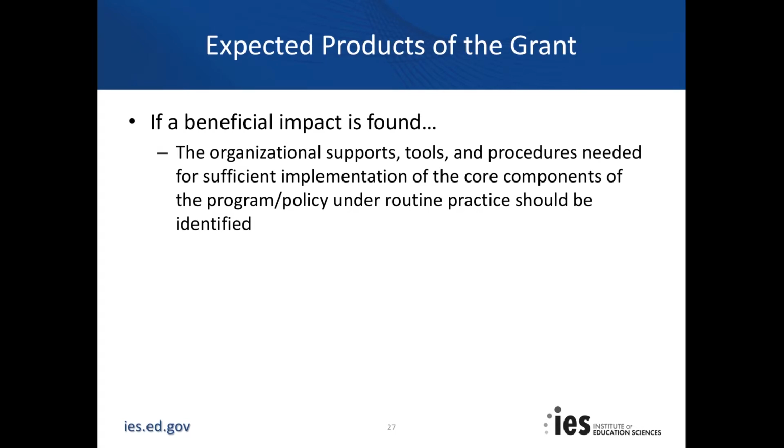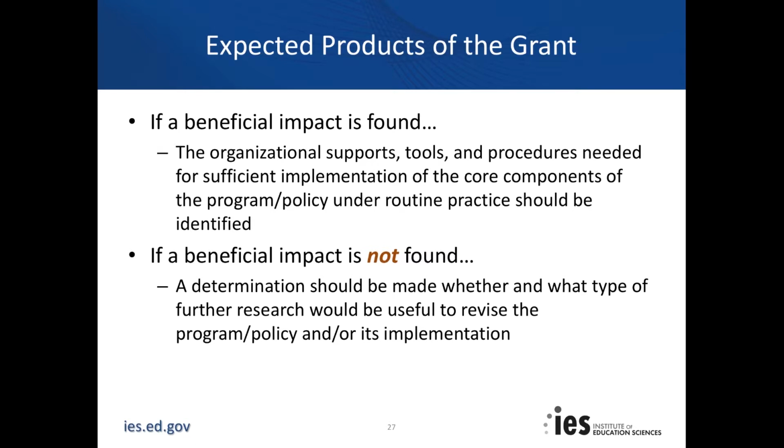If a beneficial impact is found, then the evidence will support the continuation of the program or policy and perhaps promote its use by other districts or states. To this end, the project should be identifying tools, procedures, and supports used to foster full implementation. If a beneficial impact is not found, you'll want to examine possible reasons. Was it due to poor implementation? Did the program or policy not work as theorized? Were there other obstacles to the success of the program? And then whether it is worth revising this program, policy, or implementation in order to lead to future success.